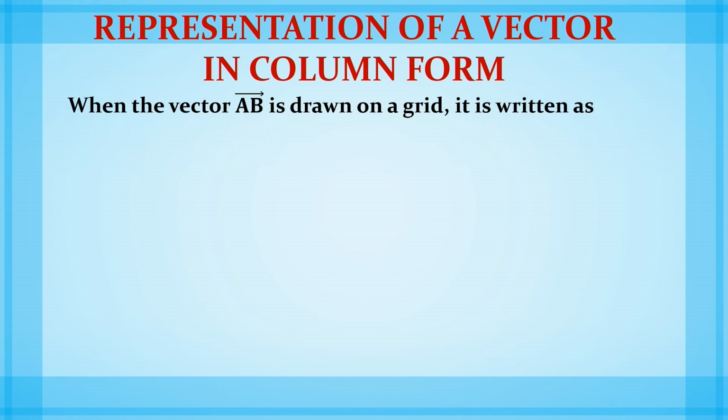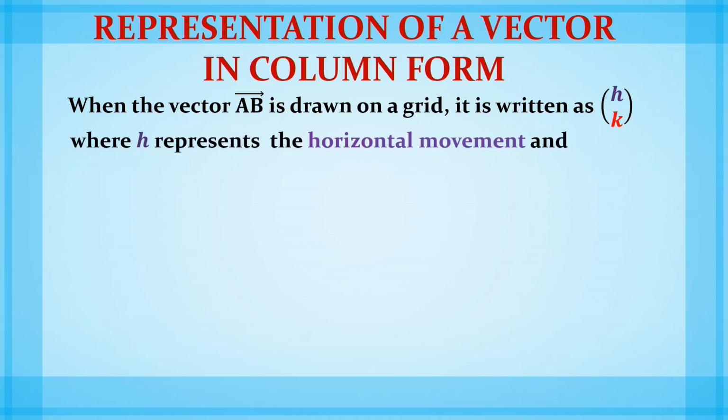When the vector AB is drawn on a grid, it is represented as a column vector with components h and k, where h represents the horizontal movement and k represents the vertical movement. Friends, h is also referred to as the horizontal component and k is also referred to as the vertical component.